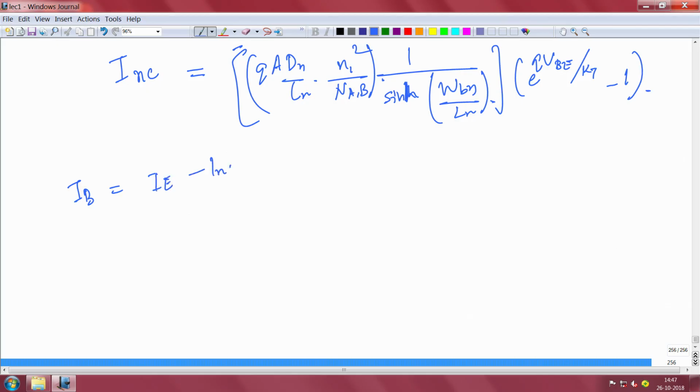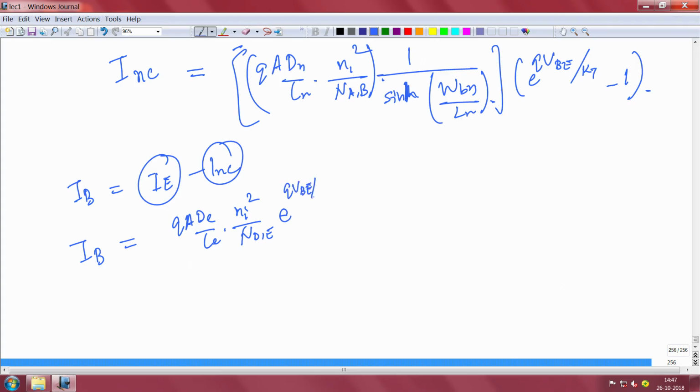And the base current will therefore be the difference of the total emitter current minus the collector current because of the electrons. I am neglecting the base collector reverse leakage, by the way. If you do this, you will get two components of the base current. One is the back injected hole, which is this. This is an emitter current, but it is also there in the base component. That component is q A De by Le, ni square by Nde, into e to the power qVBE by kT minus 1.